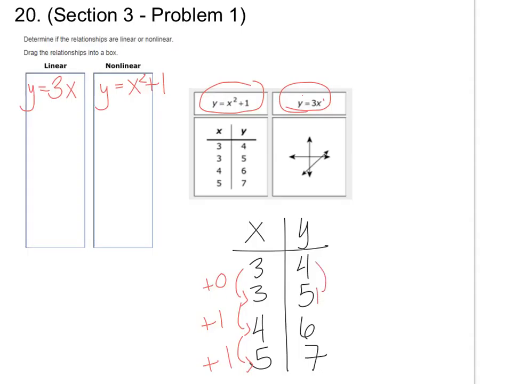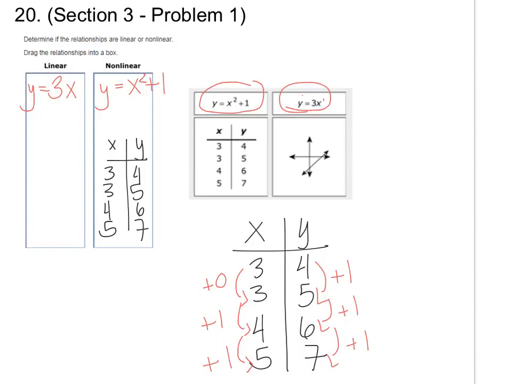If I look here, to go from 4 to 5, I add 1. To go from 5 to 6, I add 1. And to go from 6 to 7, I add 1. So I have a constant change in the y's. I do not have a constant change in the x's, so that is not linear. So again, for a linear relationship, you would want a constant change in the x's and a constant change in the y's. On your test, it would allow you to drag this over, but you would want to put your table in the nonlinear column on a question like this.